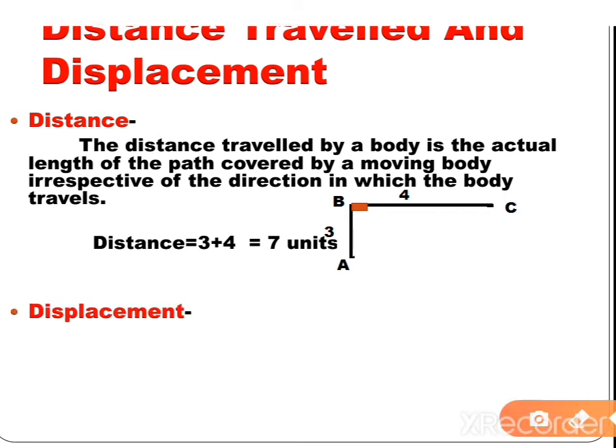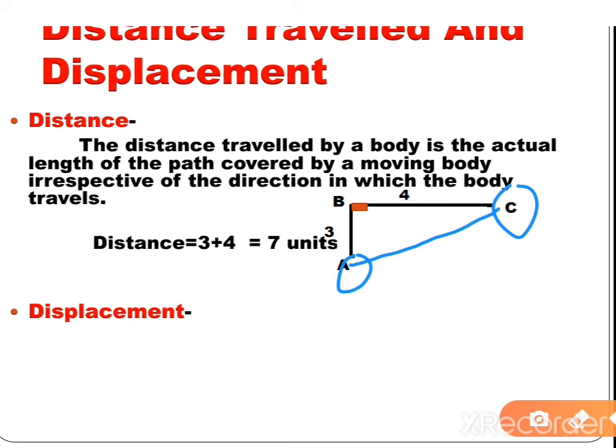So the next one is displacement. Displacement is the shortest distance between the initial point and the final point. This A is the initial point and C is the final point. So the shortest distance between the initial point A and C is called displacement.